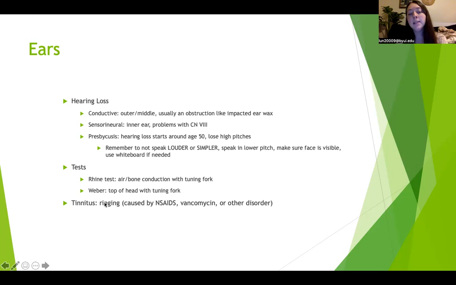Okay. Tinnitus is ringing, caused by NSAID, basically overdose. So if you take too much aspirin and they're complaining of tinnitus, then you know that they're having an adverse reaction to too much aspirin. Vancomycin is ototoxic as well as the other mycin antibiotics, or some other disorder that causes tinnitus, sometimes with vertigo or Meniere's disease, which we'll talk about later.